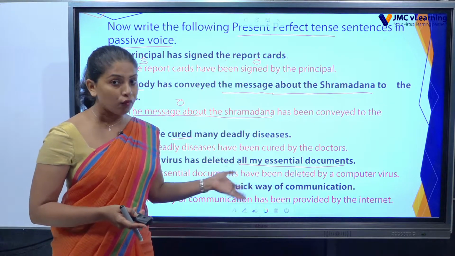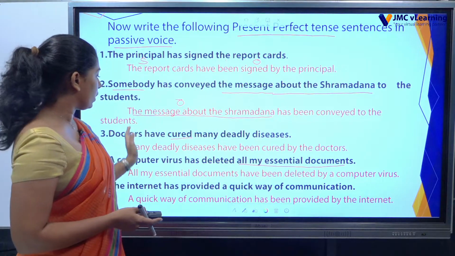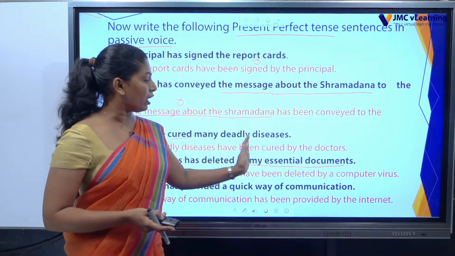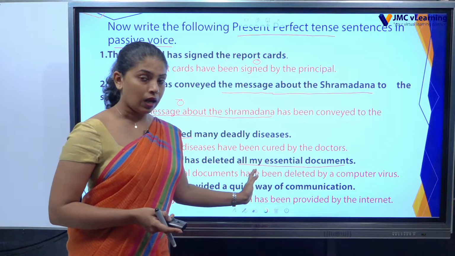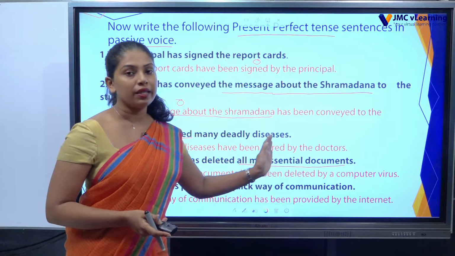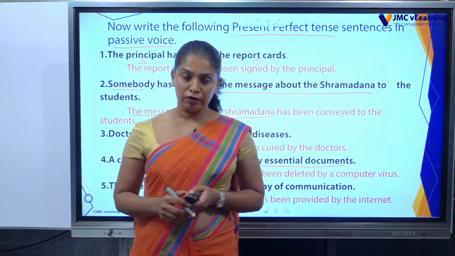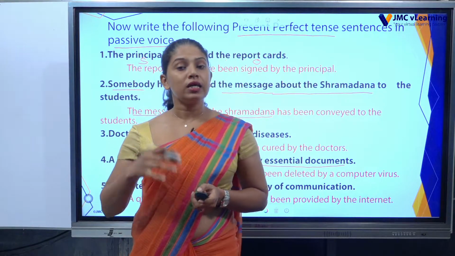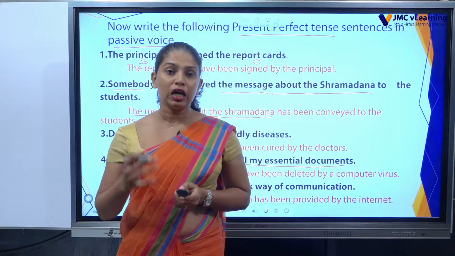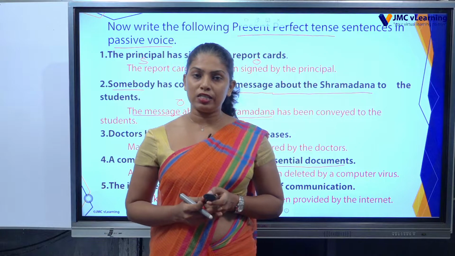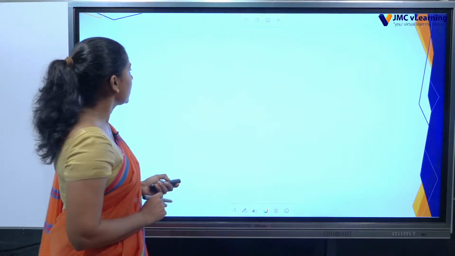This is the positive form of that. First we have to write the object, then has or have according to the object, then we have to write been, after that the verb past participle, then by subject. So this is how we form present perfect tense in passive voice. In the next part we are going to learn how to make negative forms and questions of present perfect tense in passive voice. Okay, let's move to the negative part of this.